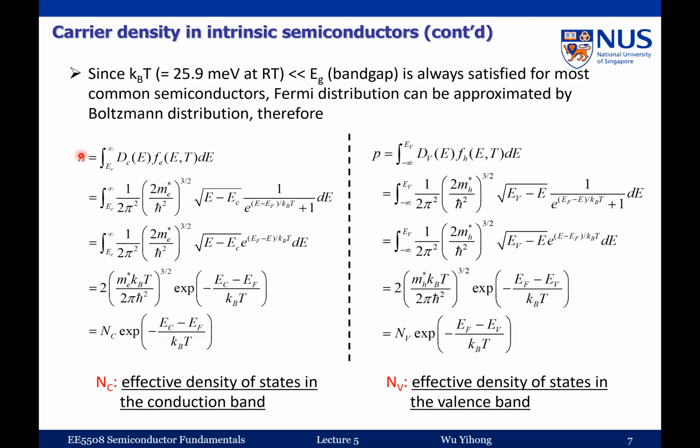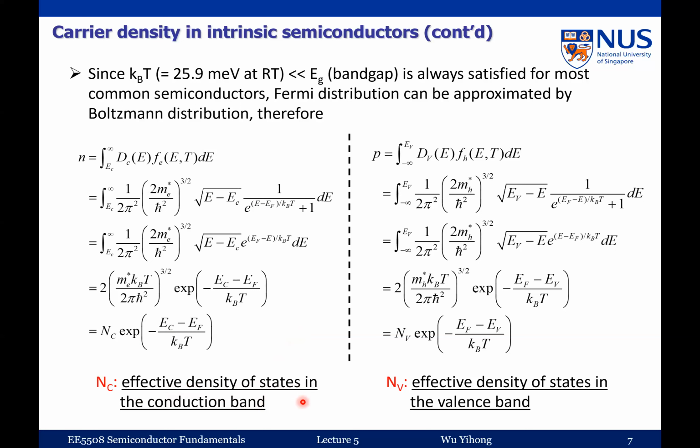So this means this n can be larger than NC, right? So it means NC is some sort of measure of carrier concentration when EC is equal to EF. This is called the effective density of states in the conduction band. Okay, so you still remember density of states, right?